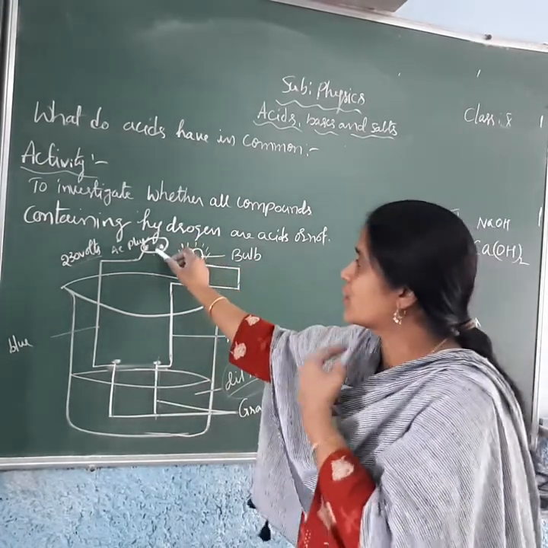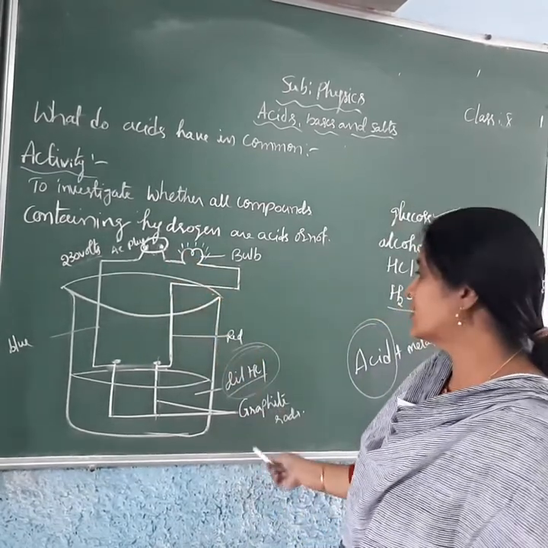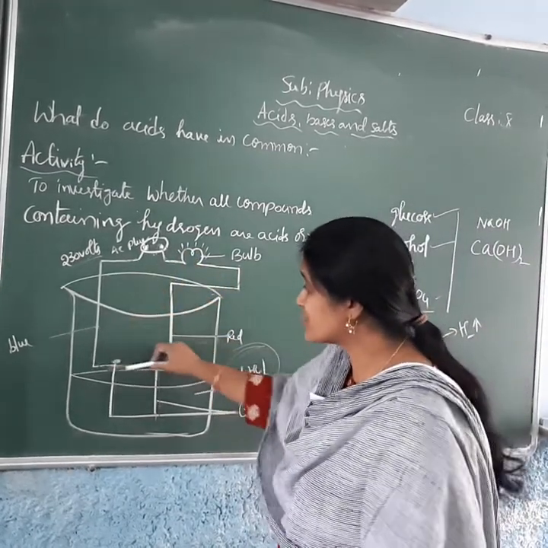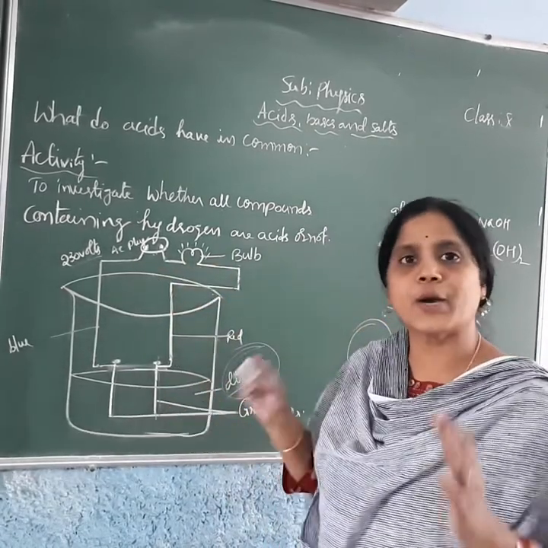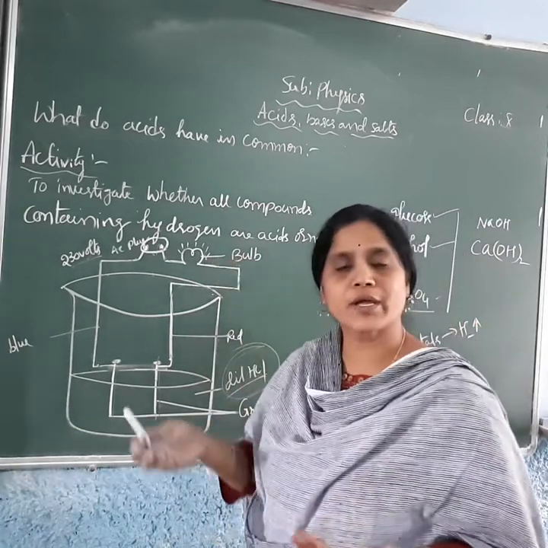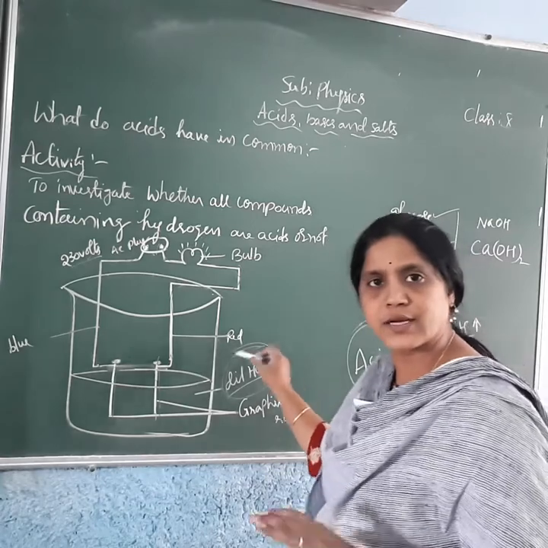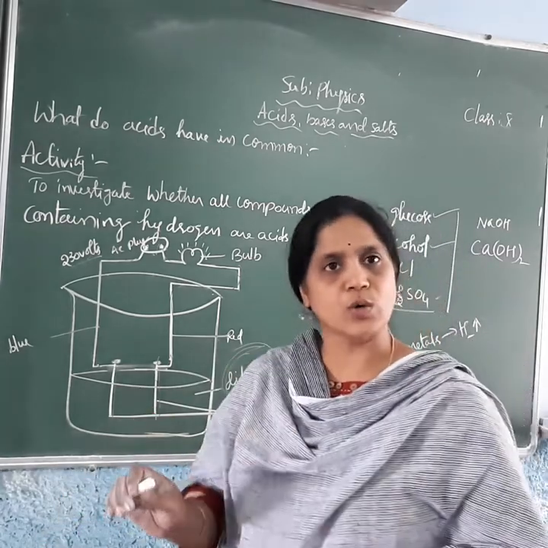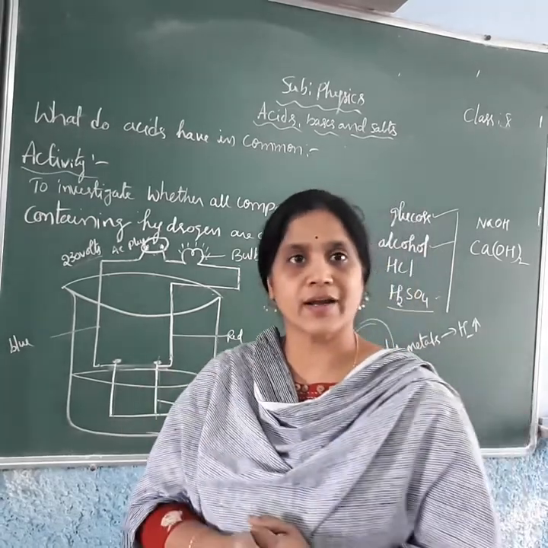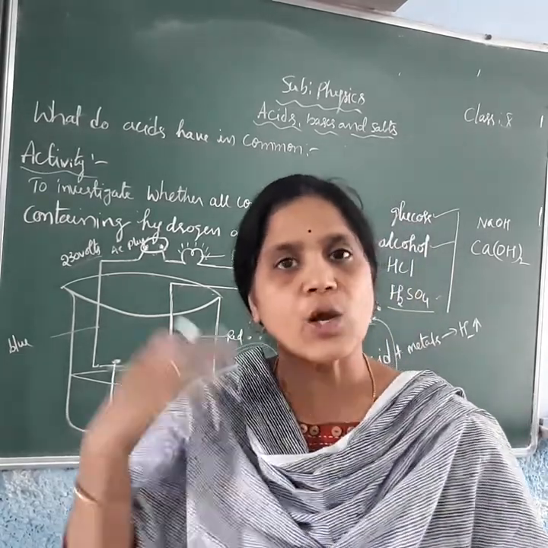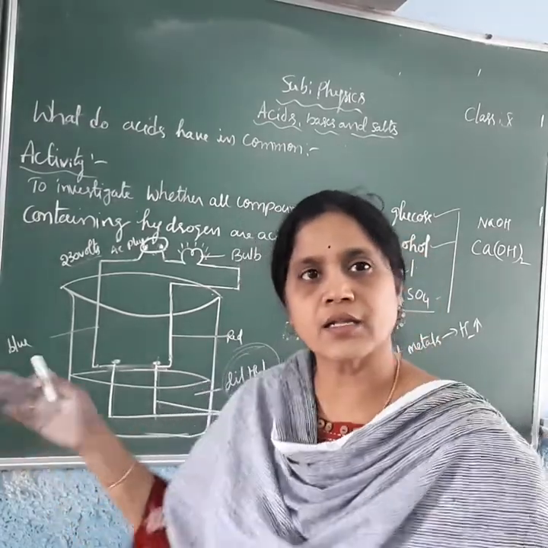Now when you switch on, and current is passing through this circuit, you observe whether the bulb is glowing or not. In the case of dilute hydrochloric acid, the bulb glows. Why does the bulb glow? Because for the passage of current in any solution, it requires ions. Ions carry the current in the solutions.